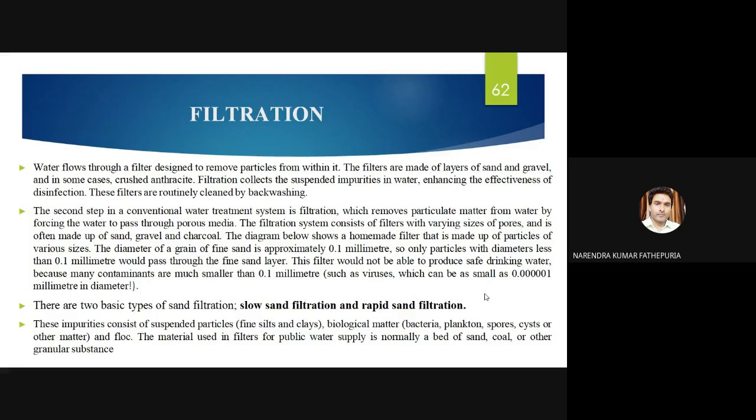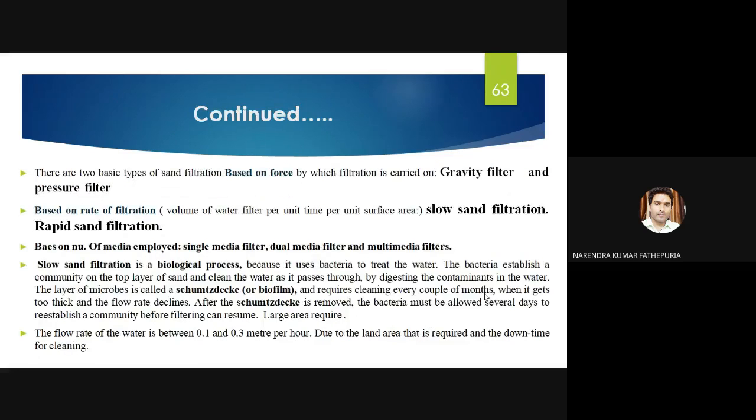So these impurities consist of suspended particles, fine silts and clay, biological matters, bacteria, plankton, spores, crust, and other material, and flocks also, of course. The material used in filters for the public water supply is normally bed of sand, coal, and other granular substances, as I told you, maybe charcoal. So we'll talk about the on basis of two types.